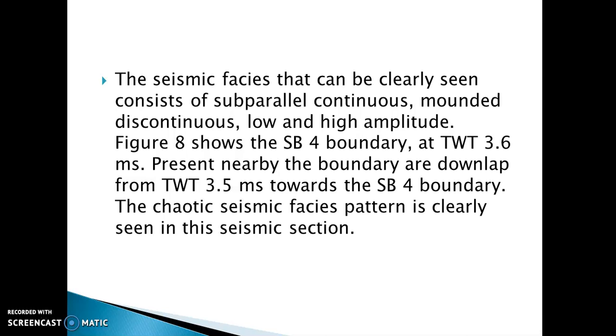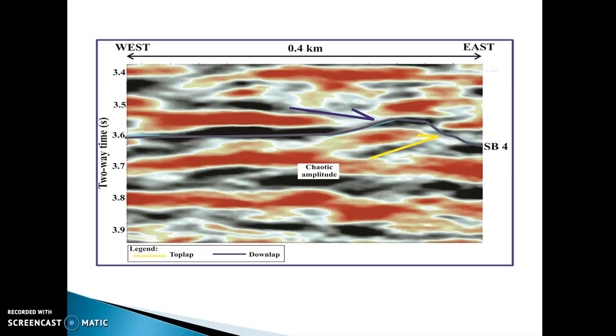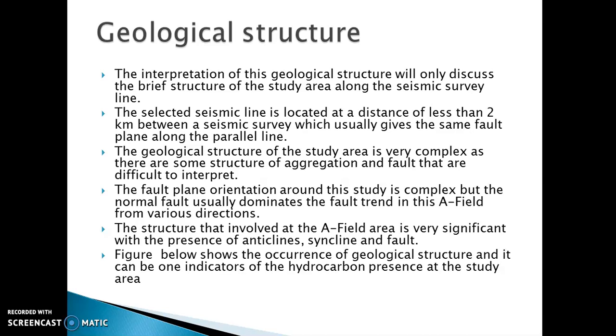At two-way time 3.6 seconds, all the seismic facies present nearby the boundary are downlap, from two-way time 3.5 seconds towards sequence boundary 4. The chaotic seismic facies pattern is clearly seen in the seismic section. This is the figure for sequence boundary 4. Next, we will proceed with the geological structure.